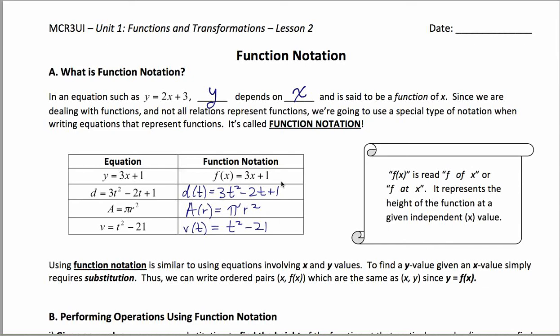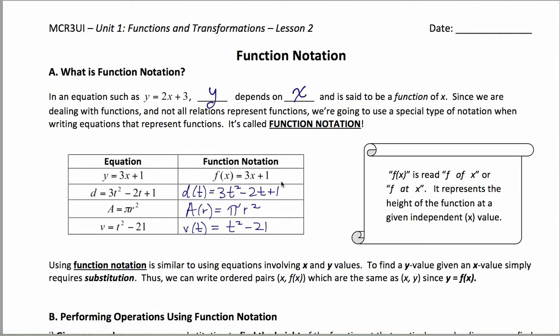Well, hello and welcome to lesson 2 of functions and transformations. In lesson 1, we looked at what a function is, and then how we can describe functions in terms of their domains and their ranges. And now today we're going to look at function notation. So we have a special way of writing functions that can differentiate them from relations.